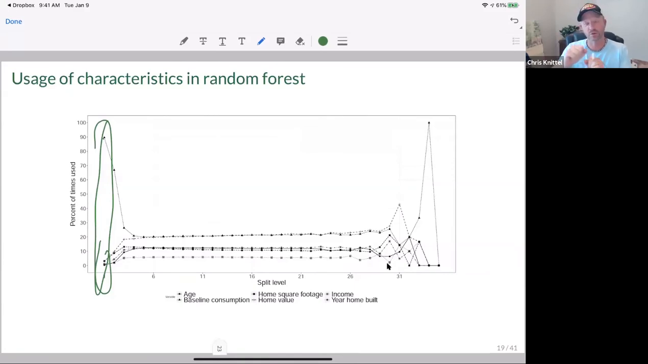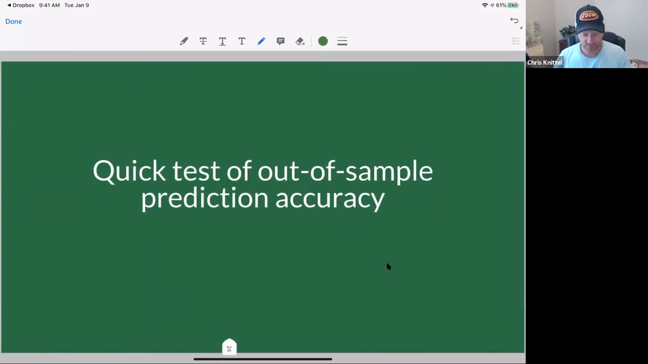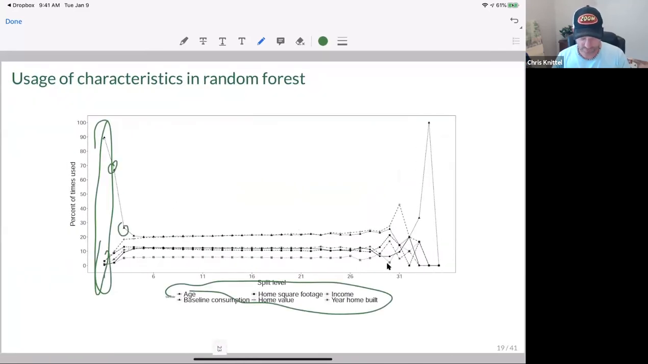And remember, the individual tree doesn't always get to use baseline consumption. This is the percentage when it gets to use it. So 90% of the time, if it's allowed to use baseline consumption, it will in the first split. And even the second split is likely to be baseline consumption, and the third. And then after that, it starts to use these other categories. Square footage comes in, age of the head of household, home value, income, and when the house was built. Okay, so that's what it's using. And I'll come back to some graphs in a second.